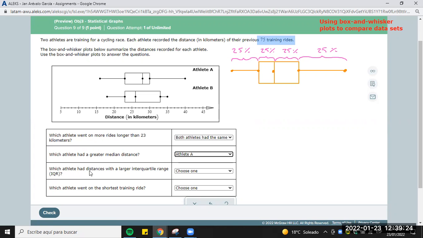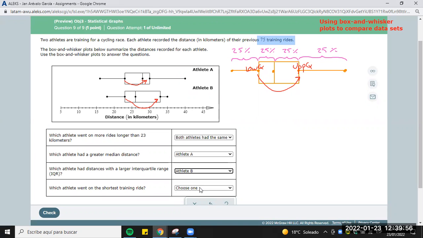Which athlete had distances with a larger interquartile range? Remember that the interquartile range is the distance from the lower quartile, this is the lower quartile, to the upper quartile. So obviously that distance in here is lower for athlete A than for athlete B. For athlete B it is visually higher. So that is option B.